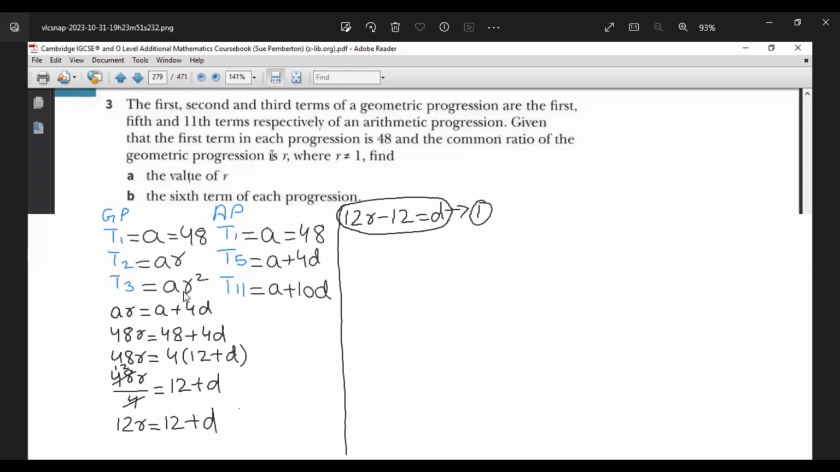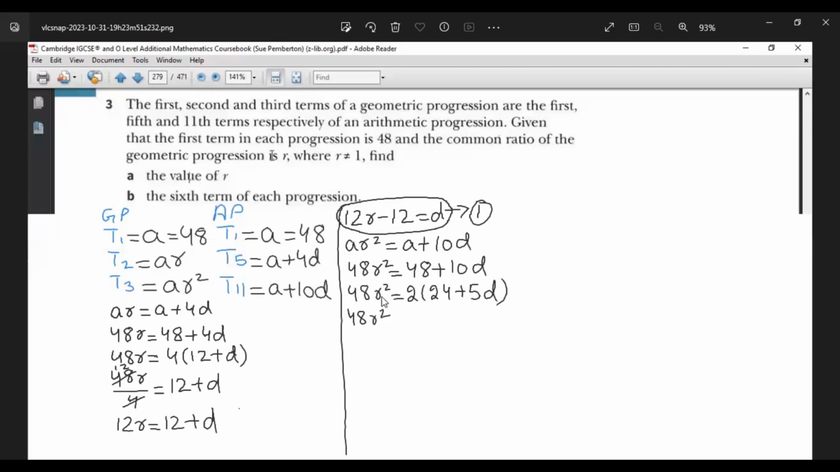So what is this one? This is coming AR square equals to A plus 10D. Okay, putting the value of A. So 48 R square equals to 48 plus 10D. Okay, so 48 R square, taking 2 common from here, I will be having 24 plus 5D. So 48 R square.